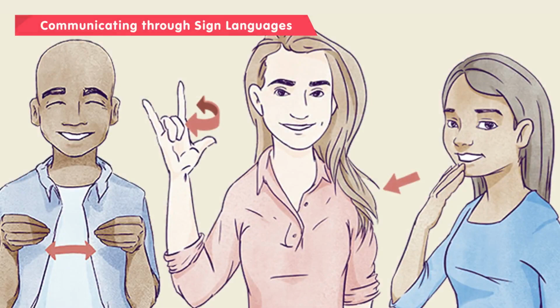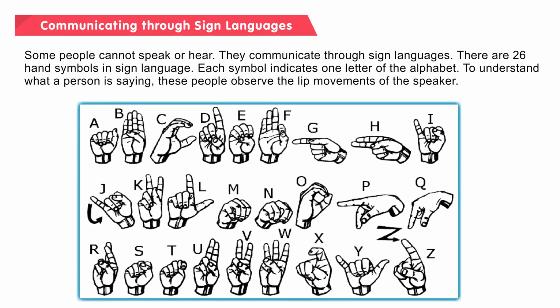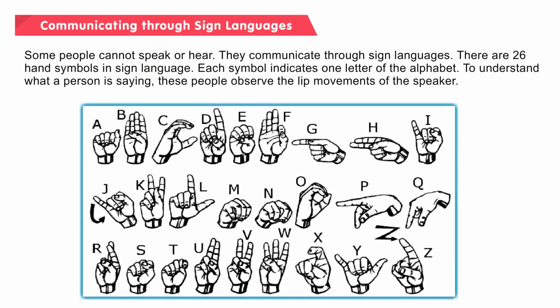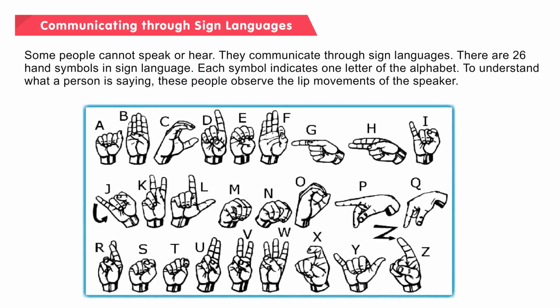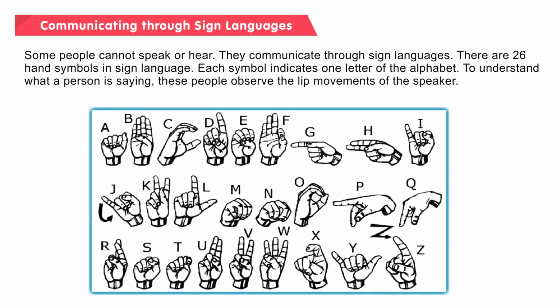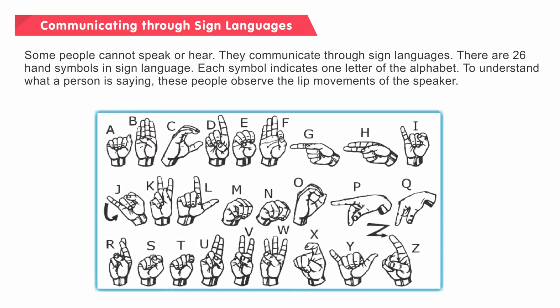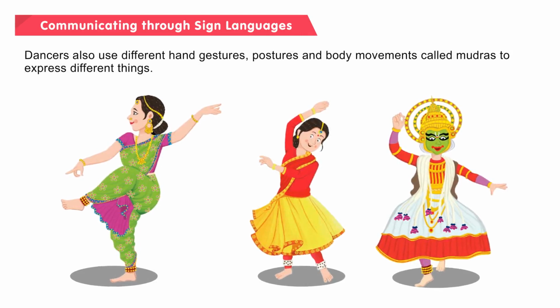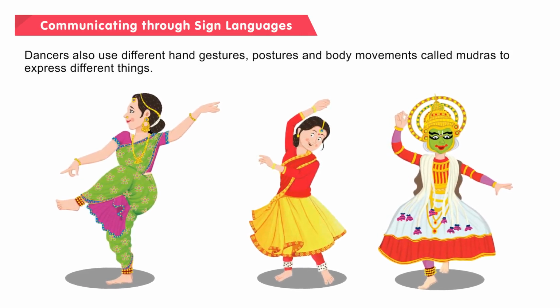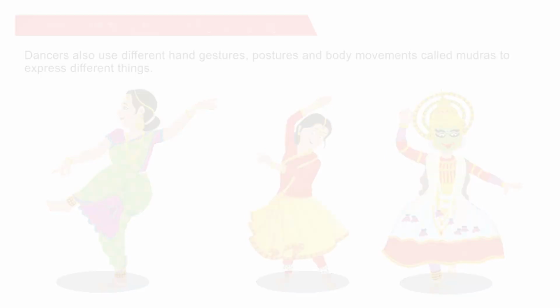Communicating through sign languages. Some people cannot speak or hear. They communicate through sign languages. There are 26 hand symbols in sign language. Each symbol indicates one letter of the alphabet. To understand what a person is saying, these people observe the lip movements of the speaker. Dancers also use different hand gestures, postures and body movements called mudras to express different things.